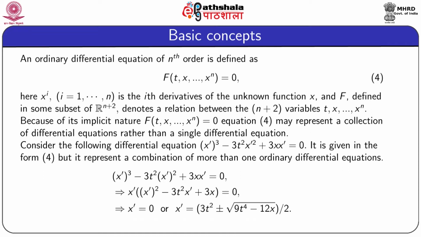We consider the following example, (dx/dt)³ − t²(dx/dt)² + 3x(dx/dt) = 0, which is given in the form 4. We simplify it and we get x'(x'² − 3t²x' + 3x) = 0, where x' is dx/dt. And if we solve that, we get x' = 0 or x' = (3t² ± √(9t⁴ − 12x))/2.